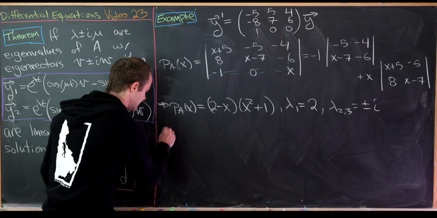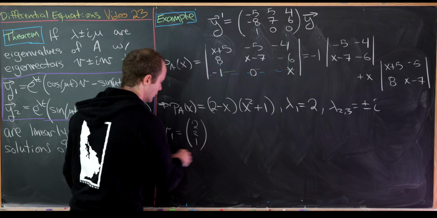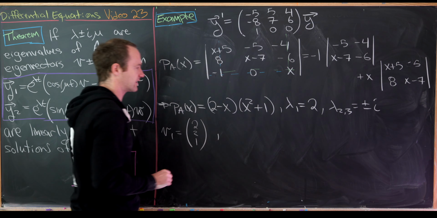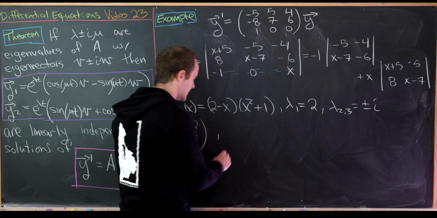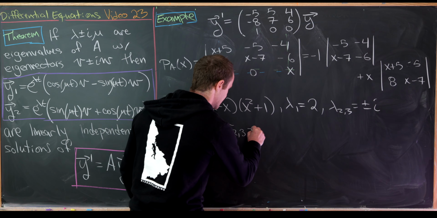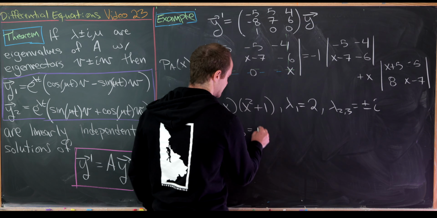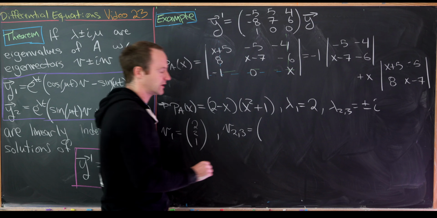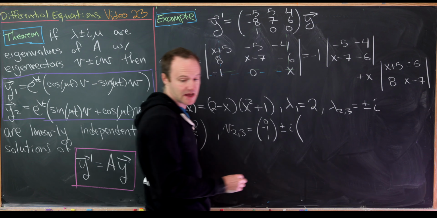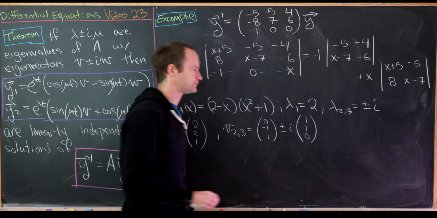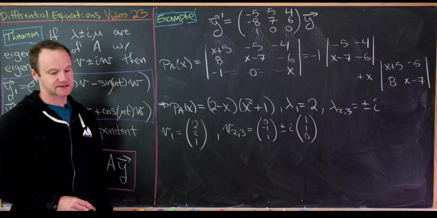But what we end up with is v1 is the following vector: 2, 2, 1. That's the eigenvector associated with lambda 1, in other words, the eigenvalue of 2. And then maybe I'll call these v2, 3. Those are going to come in complex conjugate pairs. Those will be the eigenvectors for lambda 2, 3. So here we'll have 0, -1, 1, plus or minus i times 1, 1, 0, where the plus goes with the plus i and the minus goes with the minus i.